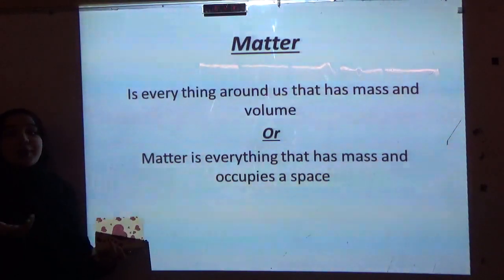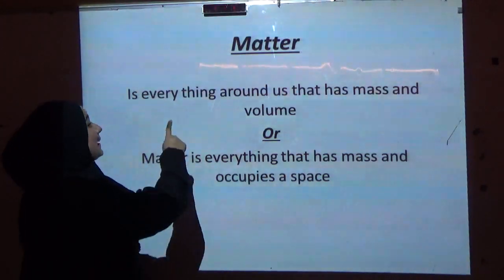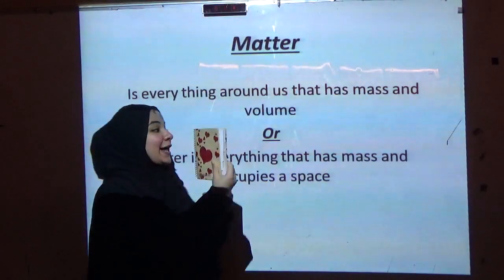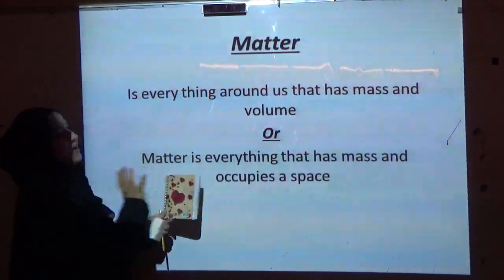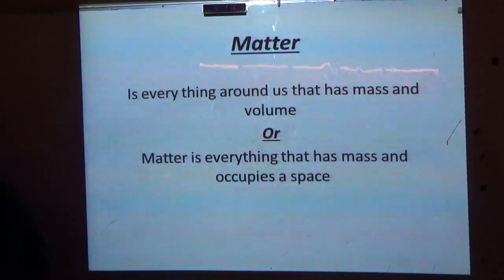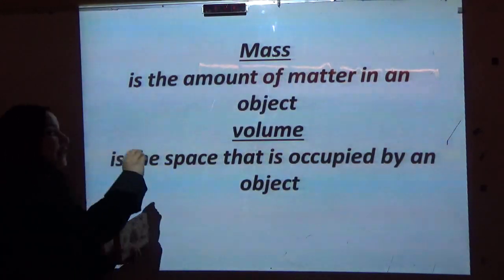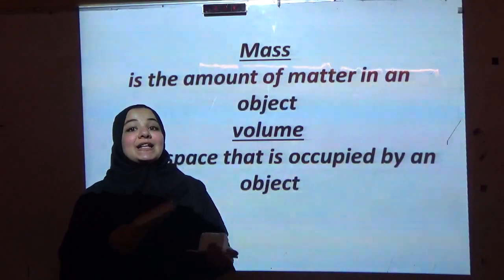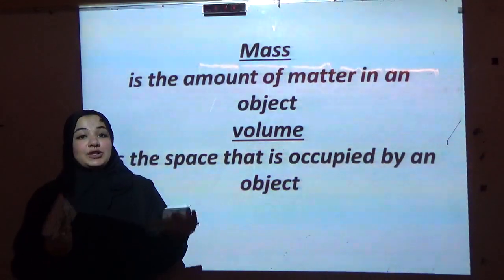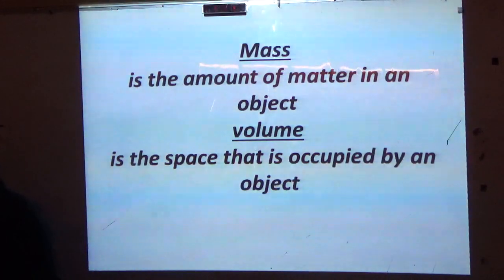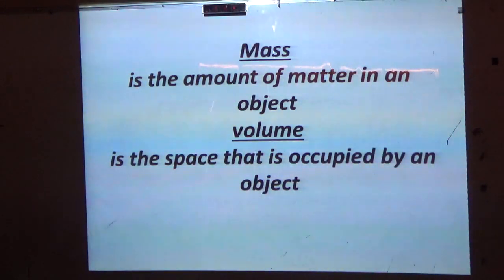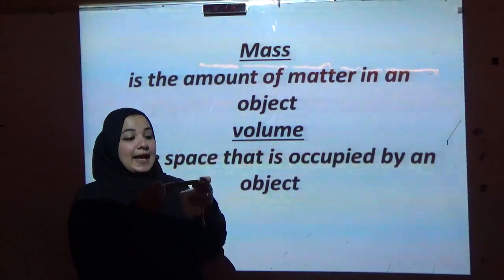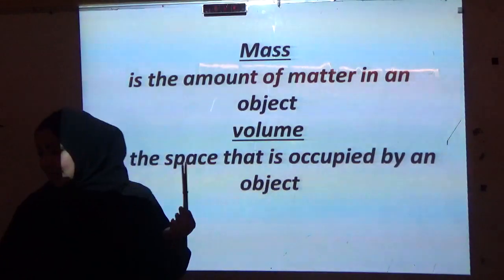What is the definition, the meaning of the word matter? Matter is everything around us that has mass and occupies a certain space. We discussed that matter has mass and occupies a certain space, which means it has volume. Now, I want to understand the meaning of mass and the meaning of volume. Mass is the amount of matter in an object.